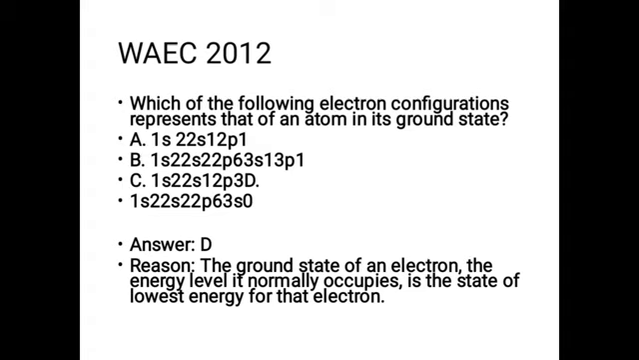Okay, let's just do one of these questions. Which of the following electron configurations represents that of an atom in its ground state? The answer is D. Why? Because the valence electron here is 0. So it shows that when an atom is in the ground state, it has 0 energy level, and of course the ground state of an electron is the lowest energy level which it usually occupies. So that's why the lowest energy for this electron is 0. So it's at its ground state.